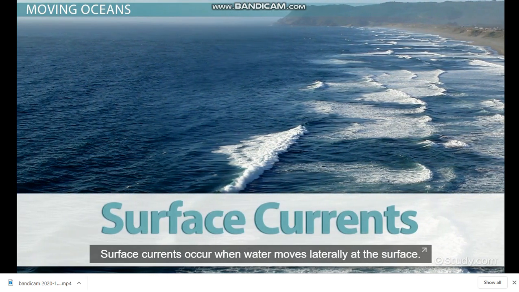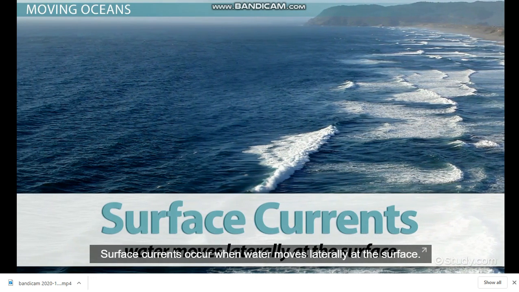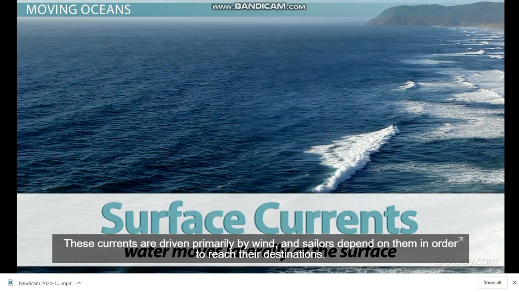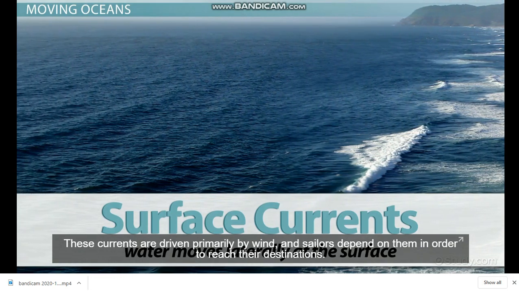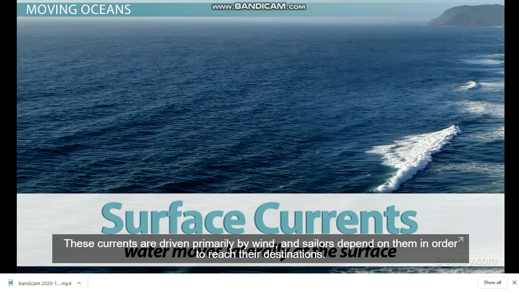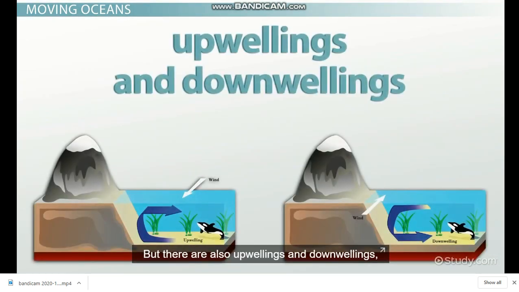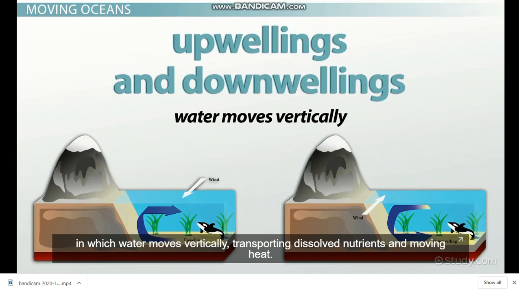Surface currents occur when water moves laterally at the surface. These currents are driven primarily by wind, and sailors depend on them in order to reach their destinations. But there are also upwellings and downwellings, in which water moves vertically, transporting dissolved nutrients and moving heat.